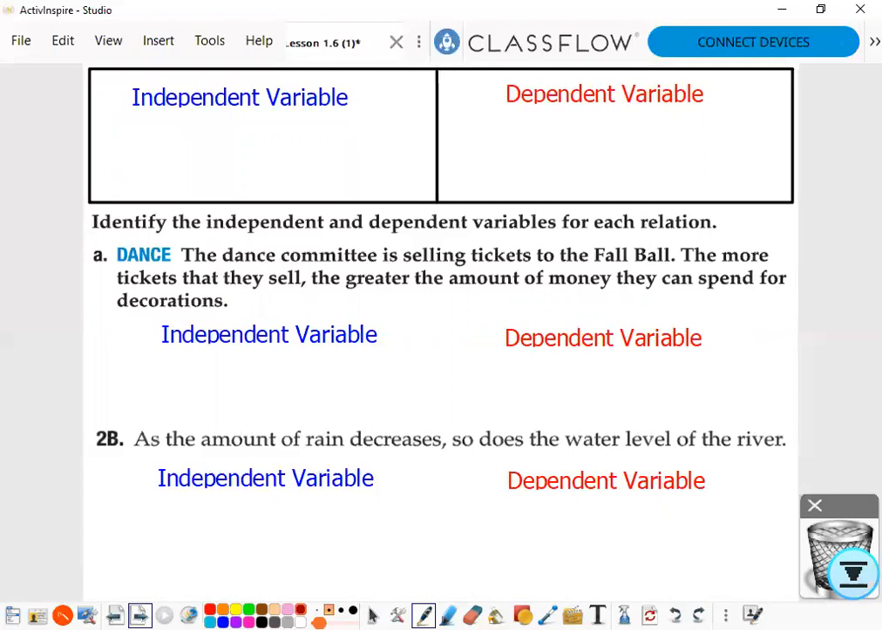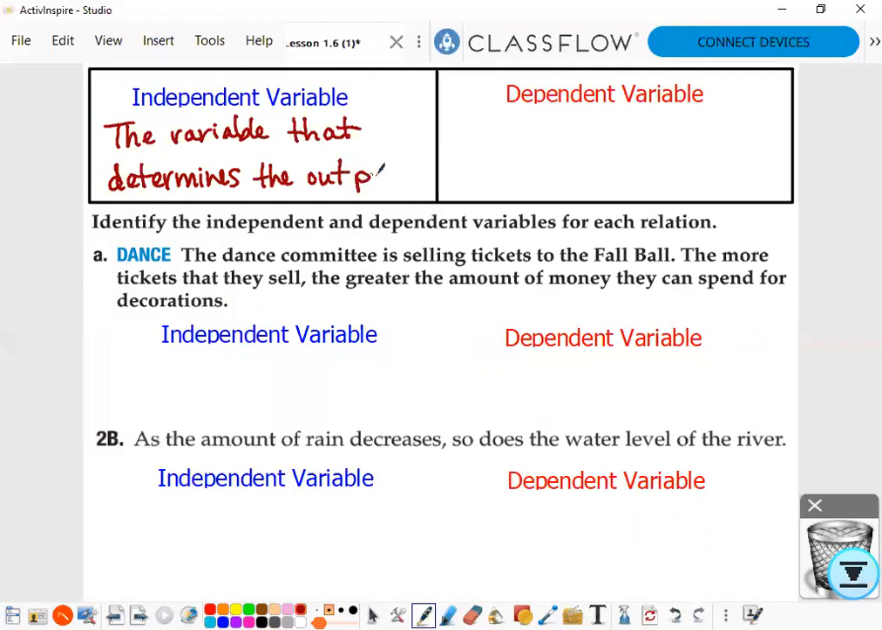Independent variable is the variable that determines the output. And then I'm going to put in parentheses here, that's x. So that has to do with our x values.